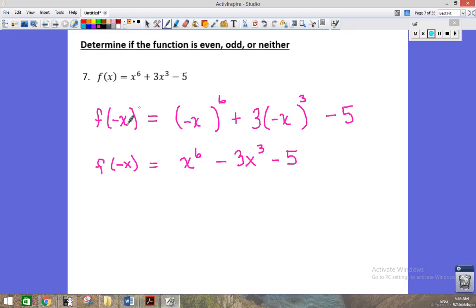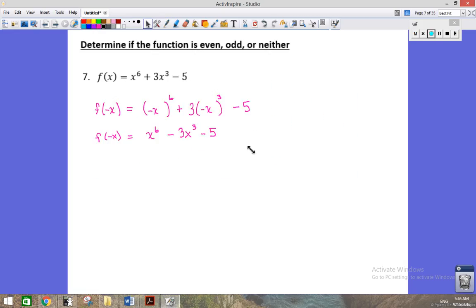It's not affected by the input. It always subtracts 5. So I look at this expression, I look at the original, the first terms are the same, the last terms are the same, but the middle terms are different, so the functions are not equal. And since they're not equal, I can say it's not an even function. If it were an even function, every term would be identical. Since f of -x is not equal to the original, it's not an even function.